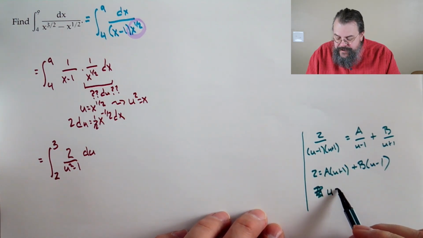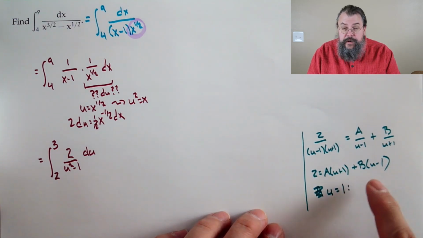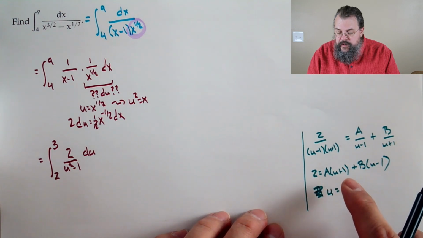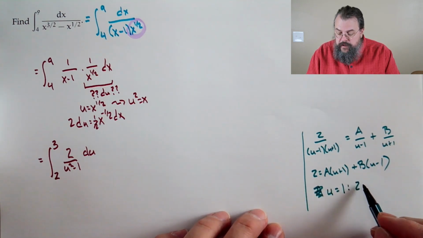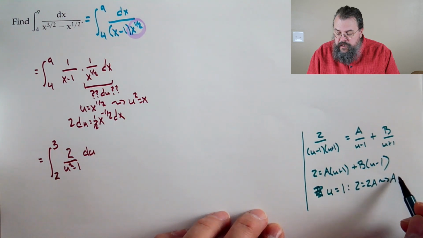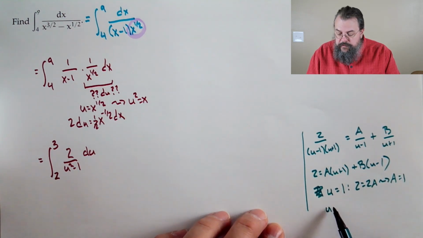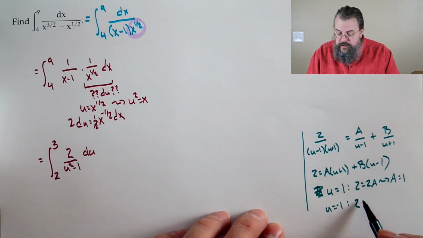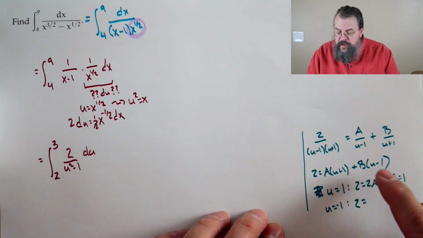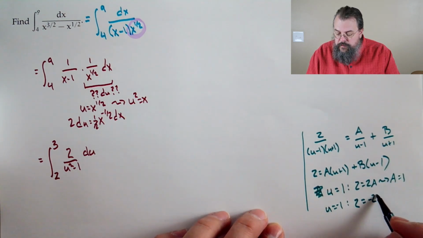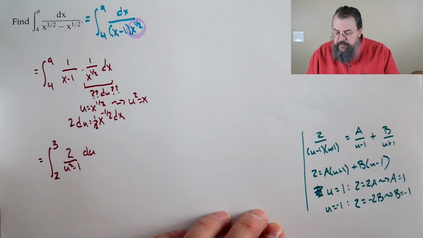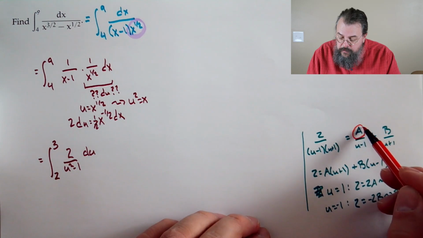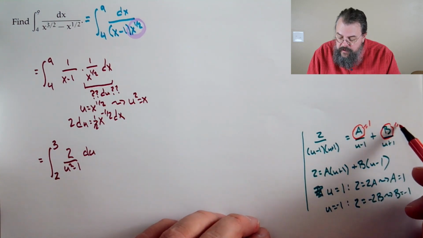Of course, there's other good choices you can make. In our case, u equals 1 is a great choice, because that knocks that term out. We'll get 2 equals 2a. That's a beautiful choice. So a equals 1. How about negative 1? Another good choice, right? Because negative 1 will knock that term out. So we get 2 equals, that's gone, b times minus 2. So minus 2b. So b is negative 1. All right, cool. So this is 1, and this is minus 1.